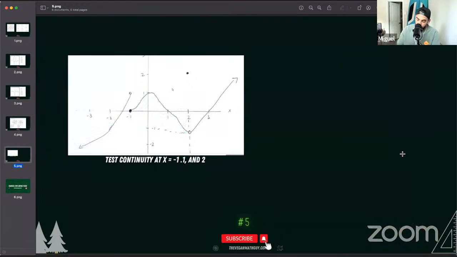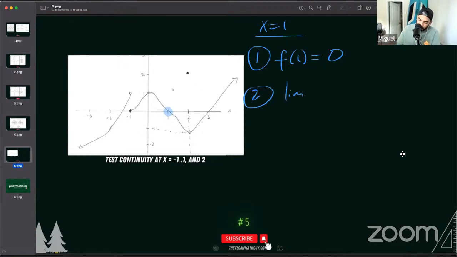All right, let's try x is equal to 1. Remember, condition 1, find f of 1. Well, f of 1 is literally just that point. And remember, we said even though there's no closed circle, there's no hole whatsoever. So we know that it's going to exist there. So it's going to be 0. 2, the limit as x approaches 1 from the left. The limit as x approaches 1 from the right. And then the limit as x approaches 1 at the end is what we're going to try to find.